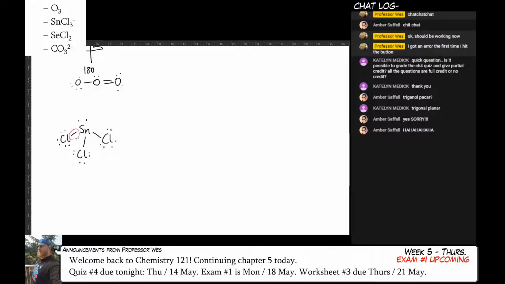We'll circle its electron groups around the central atom. There are 4 electron groups. So its VSEPR geometry is tetrahedral. And of those 4, 1 is an electron pair. So its molecular geometry is trigonal pyramidal.